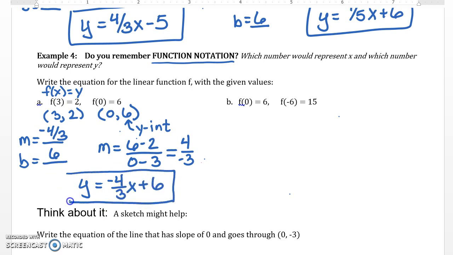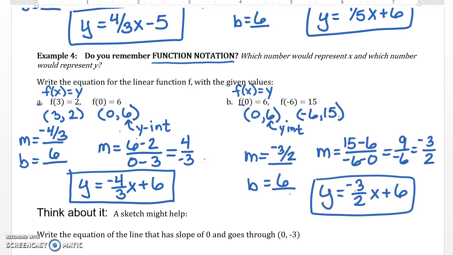So it's basically a different way of presenting the same 2 points in function notation form rather than in just ordered pair form. But you are more than welcome to transfer them into ordered pairs and then treat them just like you did the problems up above. So take a moment, press pause, and your turn to do letter B.